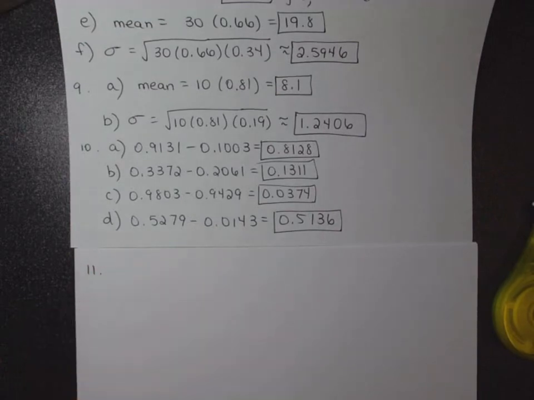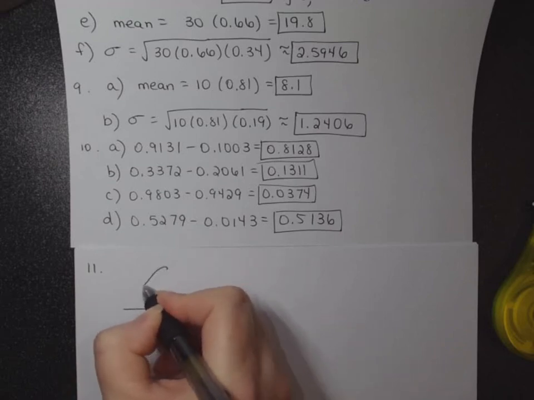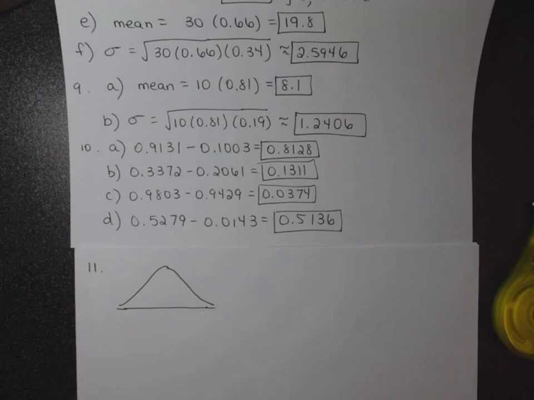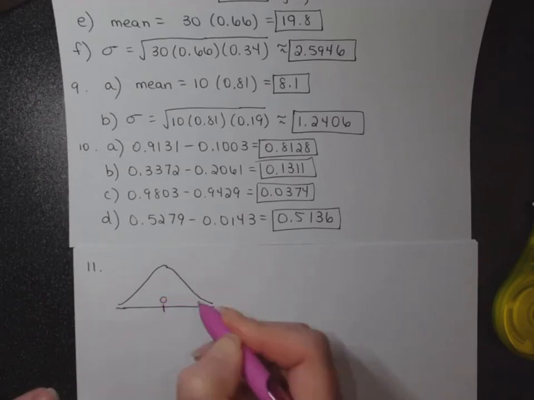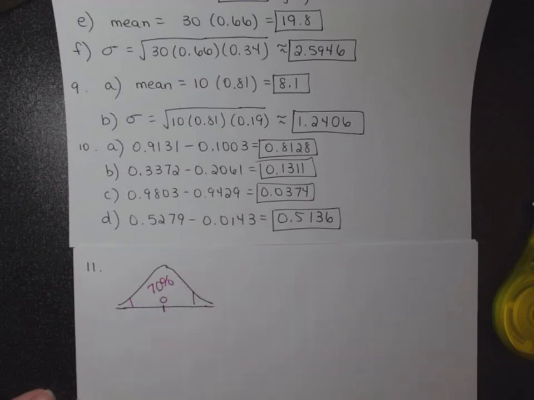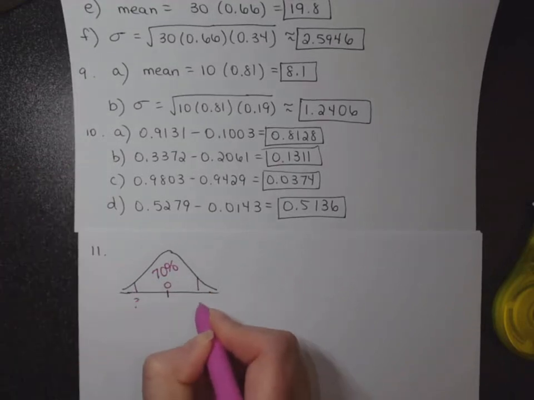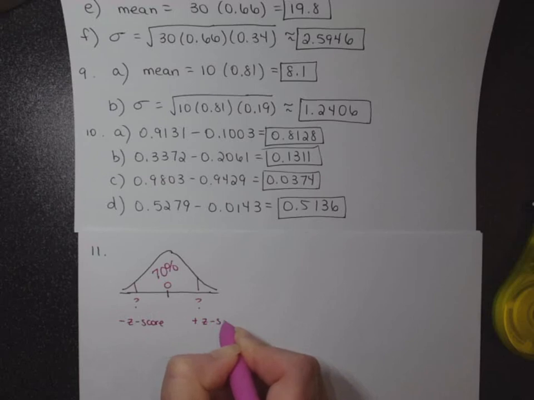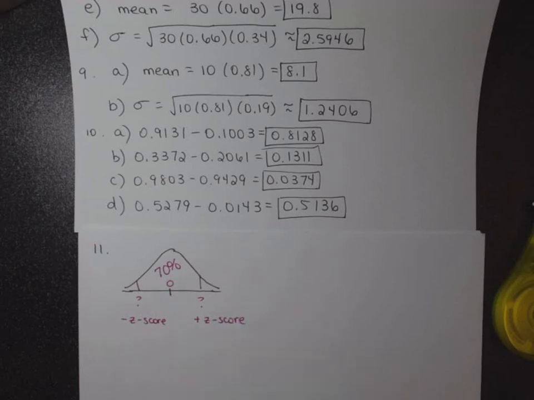Okay, number 11. I think number 11 kind of warrants a picture. So actually, this is one of the ones that is sometimes highly missed on test 3. So if you want to bound the middle 70%, you basically have a z-score of 0 here, and so you're trying to figure out what would give us the middle 70%. So what you really want to know is, what are these z-scores? Okay, notice this one's going to be a negative z-score, and this one's going to be a positive z-score. So what you really need to do is find out what that z-score is.